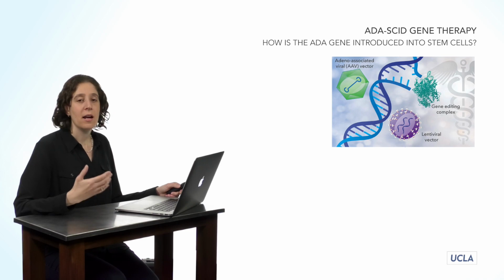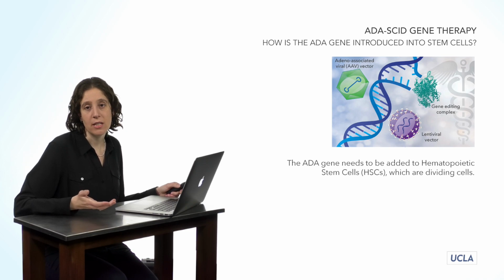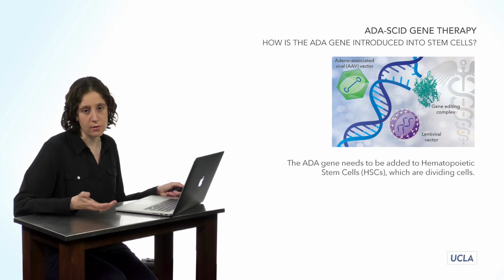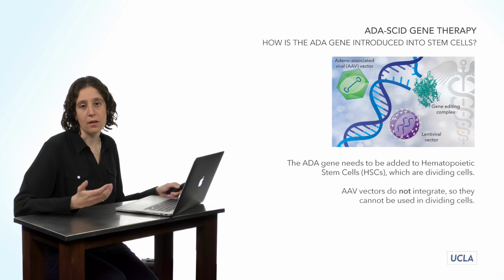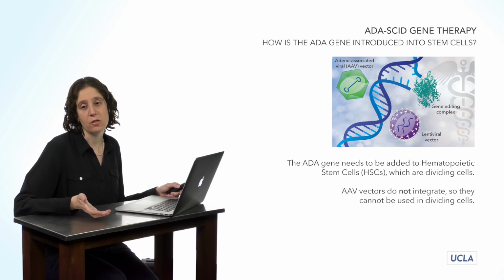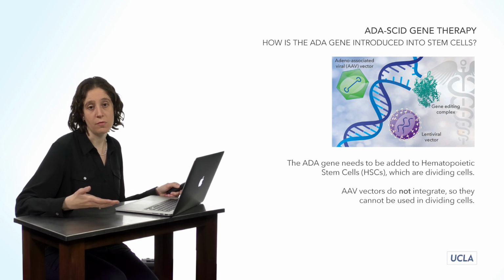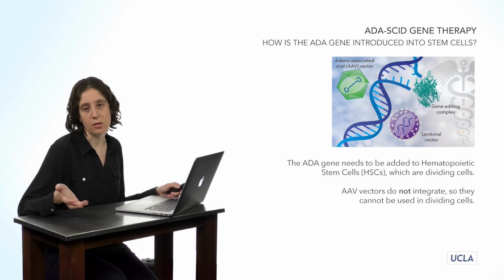The next question is how the wild-type ADA gene can be introduced into hematopoietic stem cells. Should you use an adeno-associated viral vector, a lentiviral vector, or a form of gene editing? In this case, the ADA gene needs to be added to hematopoietic stem cells, which are dividing cells. And as I mentioned in the last video, AAV vectors do not integrate into the genome, and so they can't be used in dividing cells, because when the cell divides, they will not get passed on to the daughter cells.